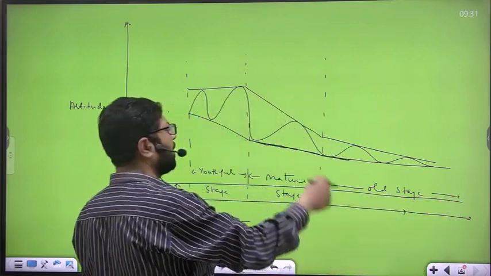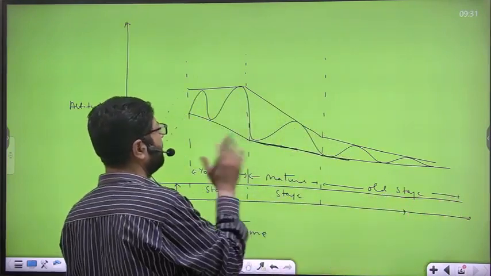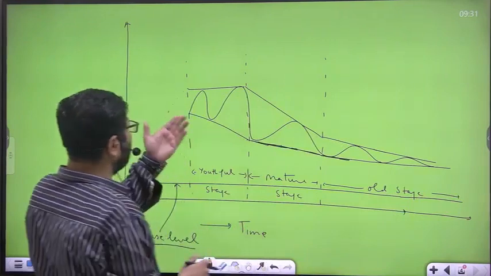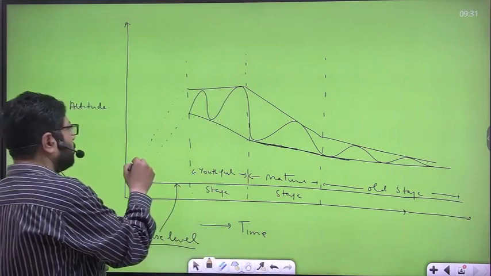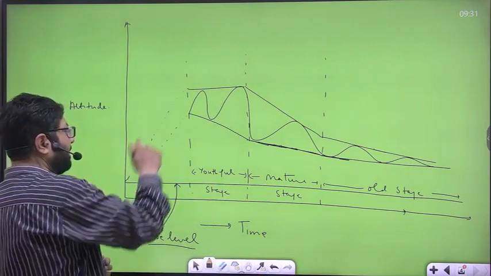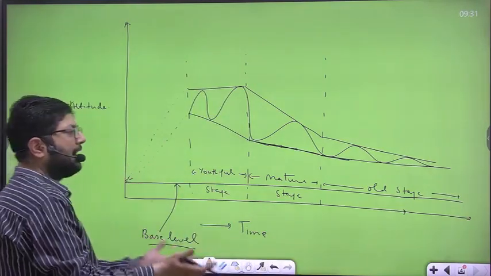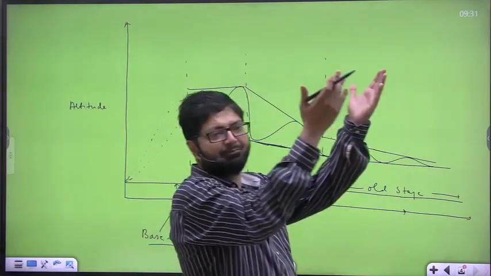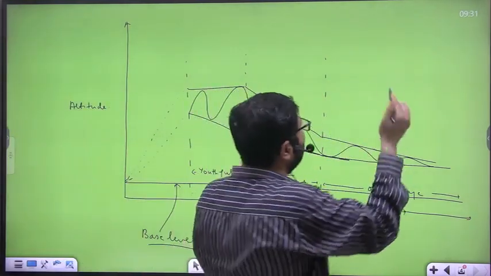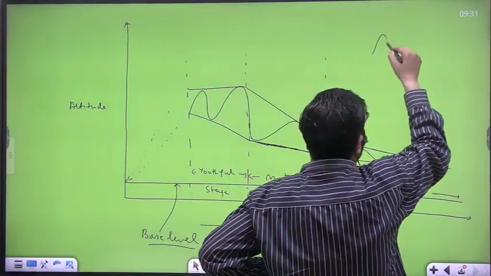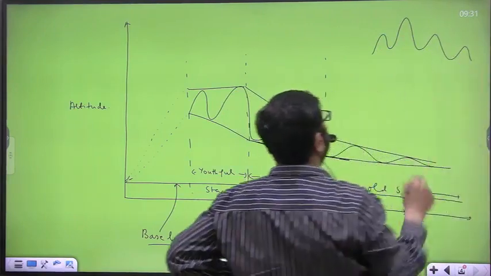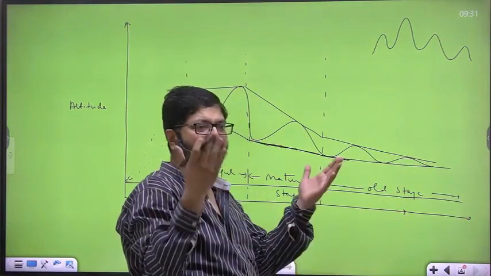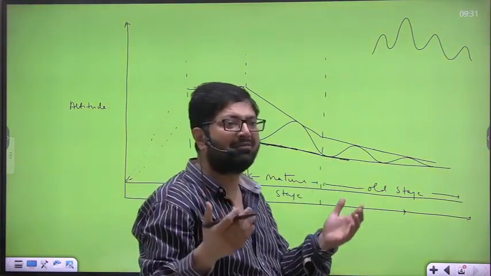Old stage is thousands of times longer than youthful and mature. Now see, what is this graph telling? This shows rapid upliftment. Initially, rapid upliftment, landscape gets uplifted. Now, when the landscape gets uplifted, there will be various mountains and valleys, numerous mountains and valleys.